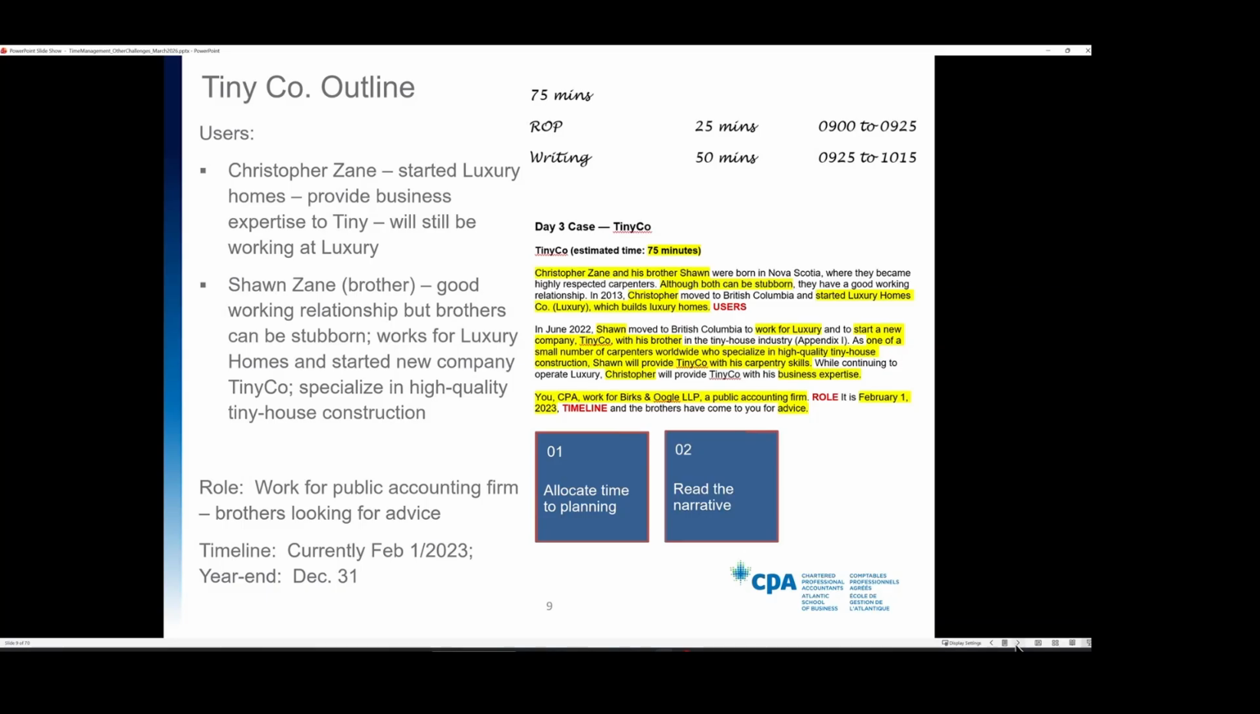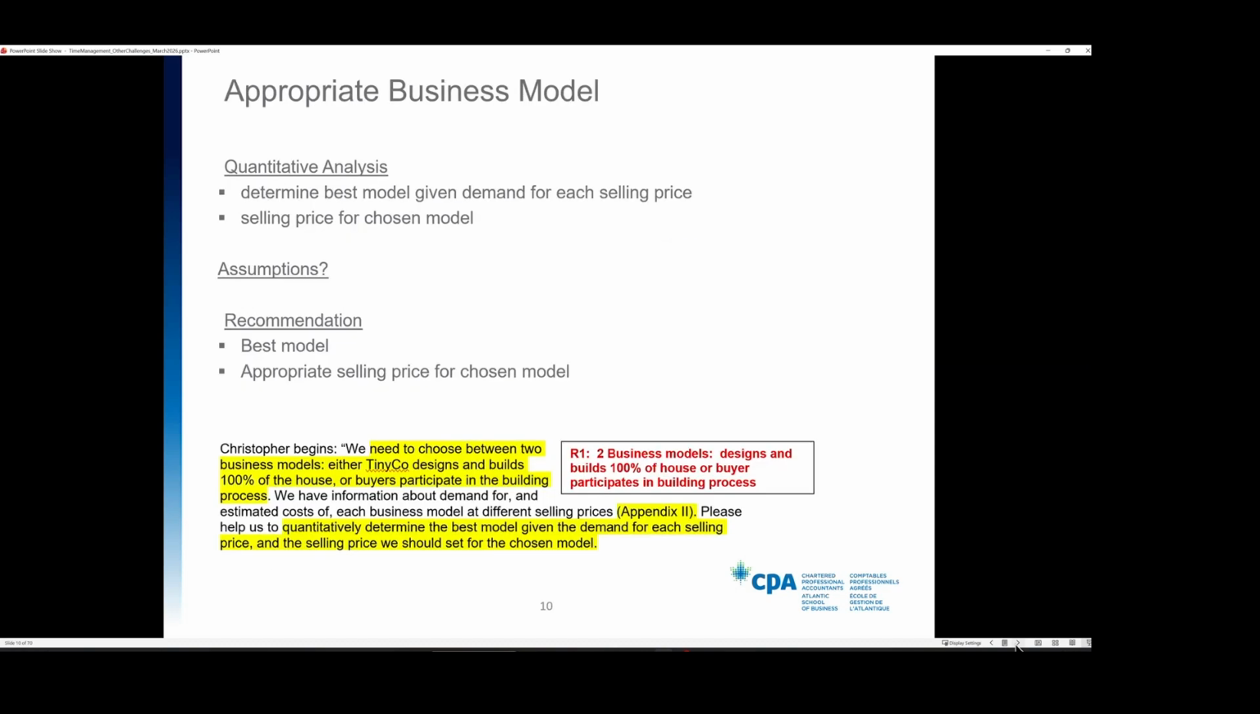As far as our role, it's important to know who we are because it determines the voice we use when we write our response. So we work for a public accounting firm. The timeline in this particular instance is it's currently February the 1st and year end is December the 31st. So now let's look at the next paragraph, our first required.